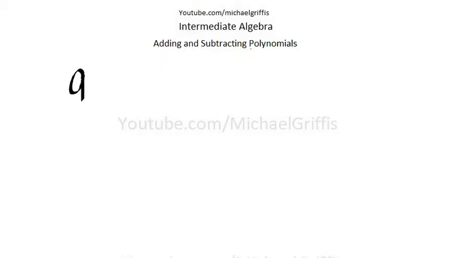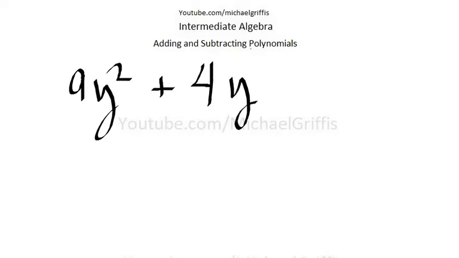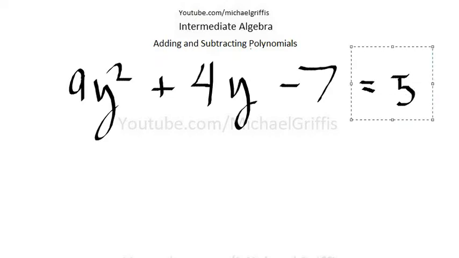Let's say we had 9y squared plus 4y minus 7. Now this is called an expression. If I wrote something like that, that's called an equation. So let's get that straight. Okay. We're going to be talking about just expressions for right now.